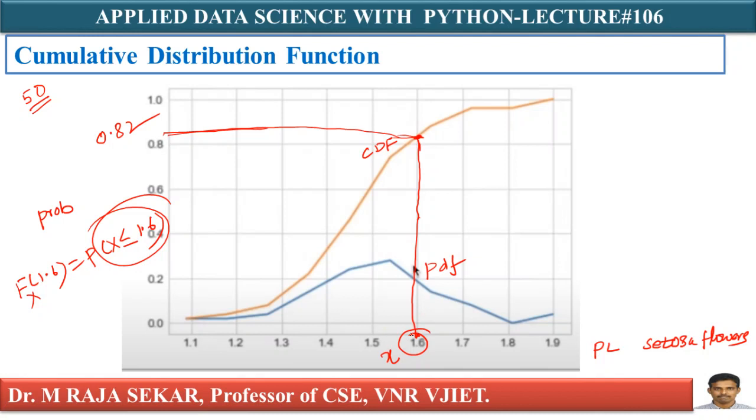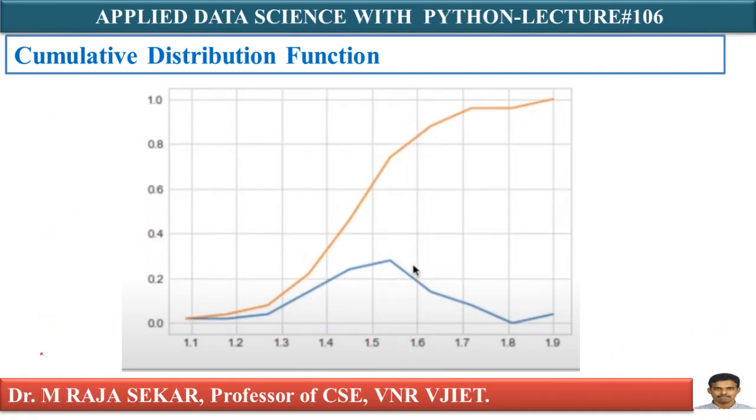What does the probability density function give? At this point, I can say the probability of a setosa flower whose length is 1.6 is 0.2. The probability density function gives you probability only at a particular point, whereas the cumulative distribution function gives all the probability till that point. That is the speciality of the cumulative distribution function, is it not?